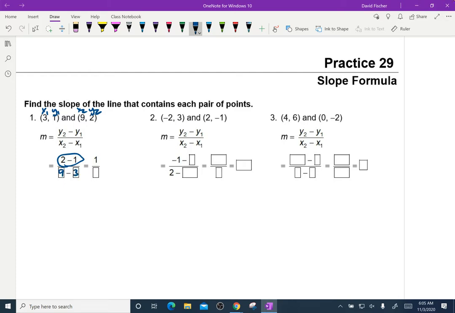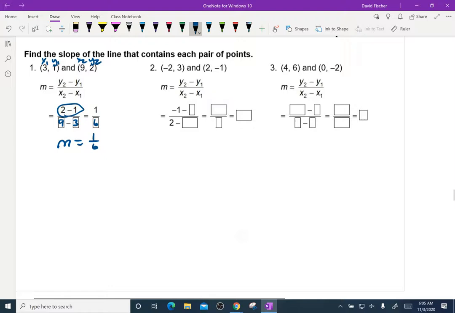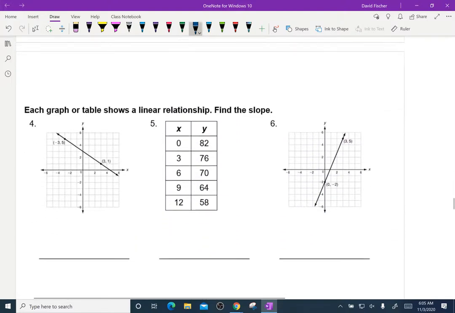9 minus 3, which would be 6. And our slope would be m equals 1/6. Okay? So that's what they're doing here, they're trying to guide you through the boxes to get your slope. And then down here, you have to do it on your own.